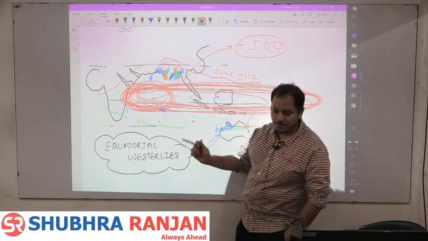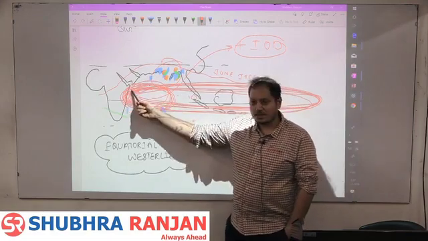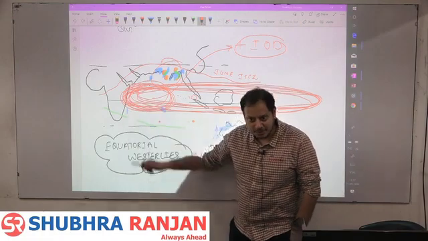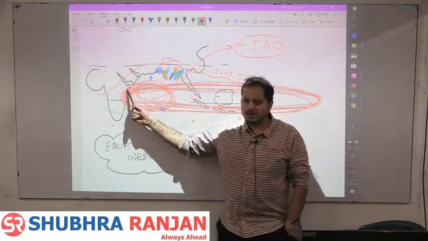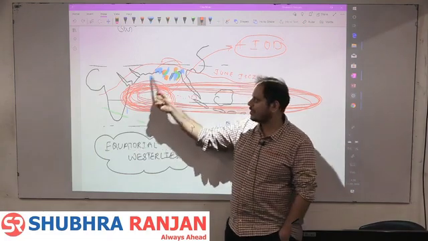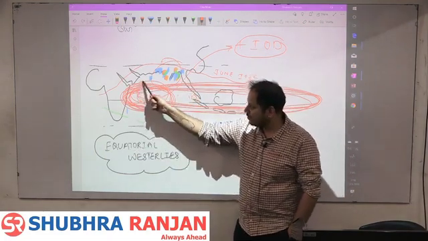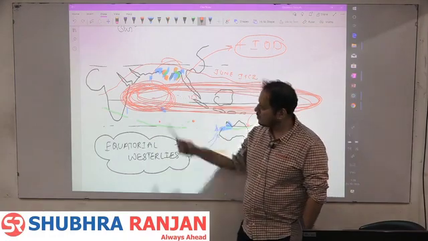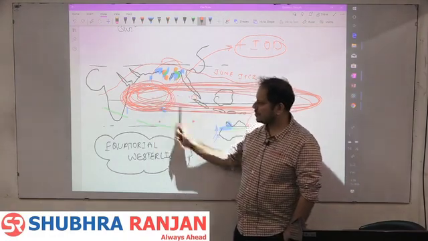Positive Indian Ocean dipole means western Arabian Sea or western Indian Ocean is warmer. Negative Indian Ocean dipole means western Indian Ocean is cooler. If this is warm, winds come to India. If this is cool, winds go away from India. Fine? Wind will follow high pressure to low pressure.